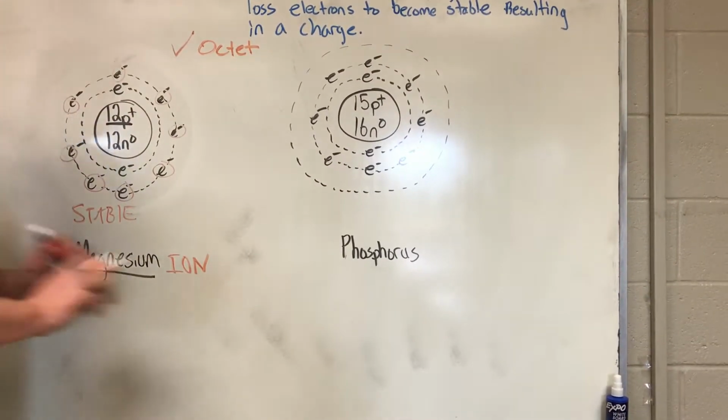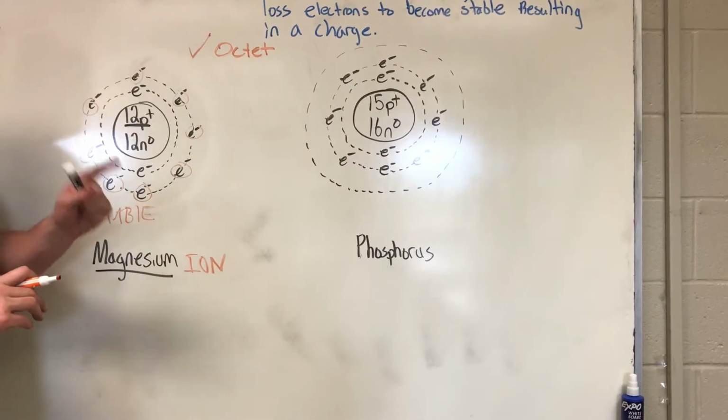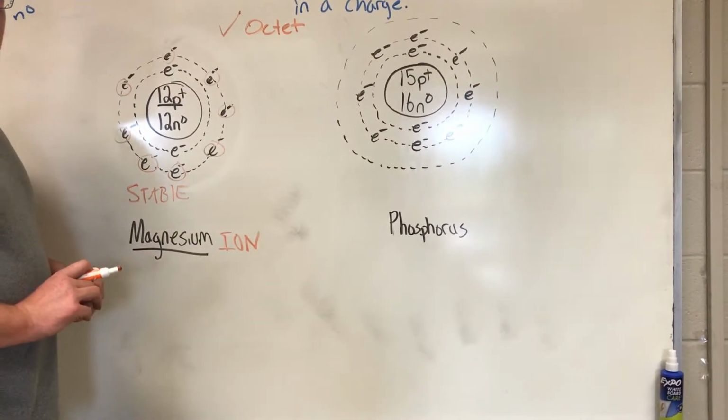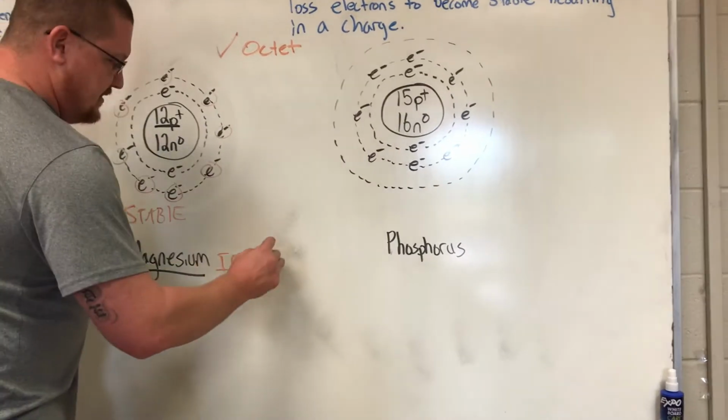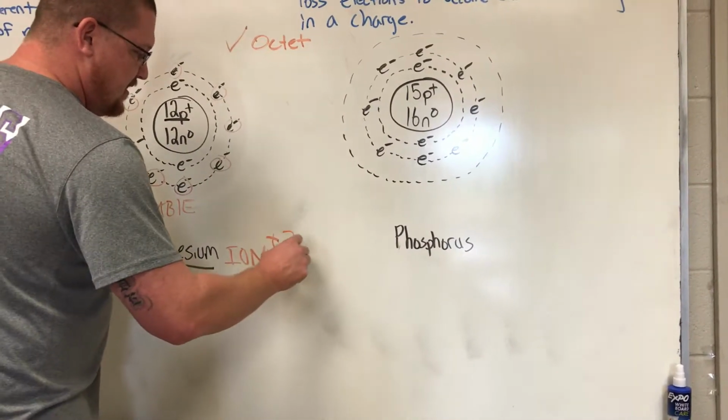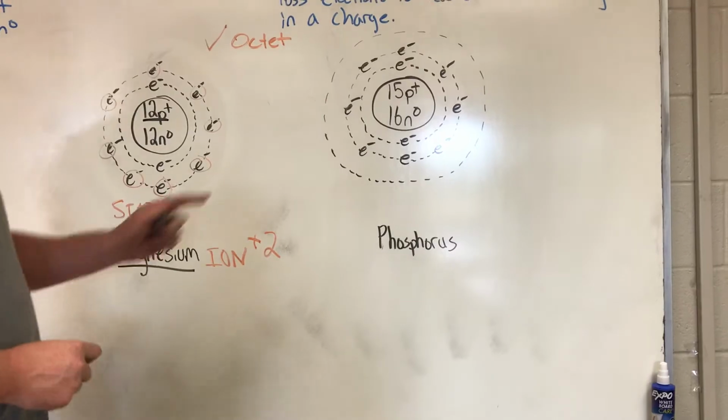Because it gave away 2 negatives, it got rid of 2 negative things from its life. If you get rid of negative things from your life, it becomes more positive. How much more positive did this get? 2 more positive. Look over here at a nonmetal.